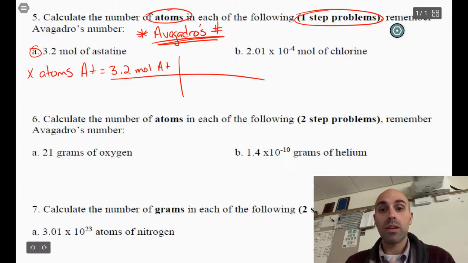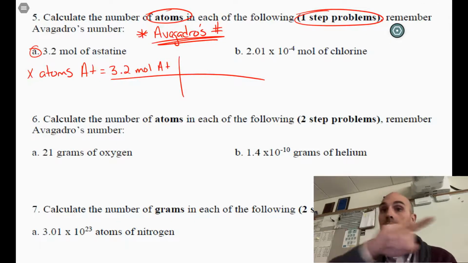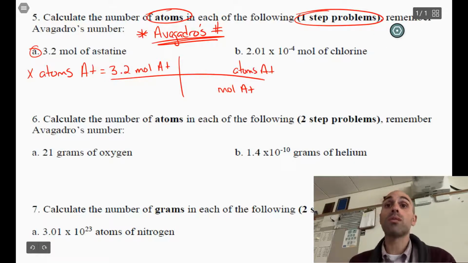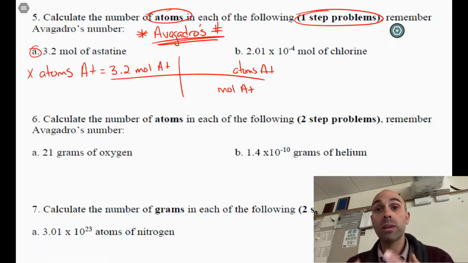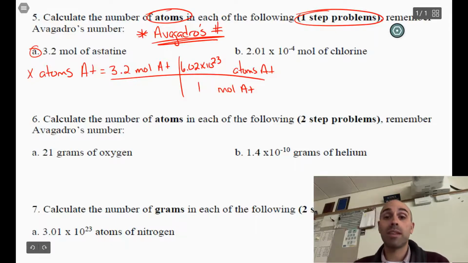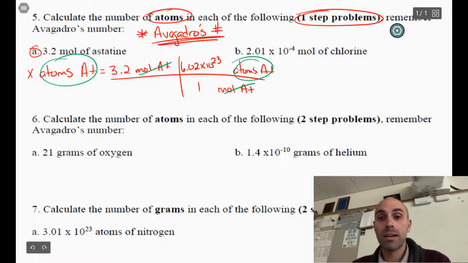So we have 3.2 moles. We're going to draw the zoop and zoop. Moles of astatine, they're on top. So in order to cancel, they need to go on the bottom. And we're going from moles to atoms. And you know the relationship of moles to atoms and atoms to moles? That is Avogadro's number, 6.02 times 10 to the 23rd atoms for every 1 mole. Moles of astatine cancel. We wanted atoms.